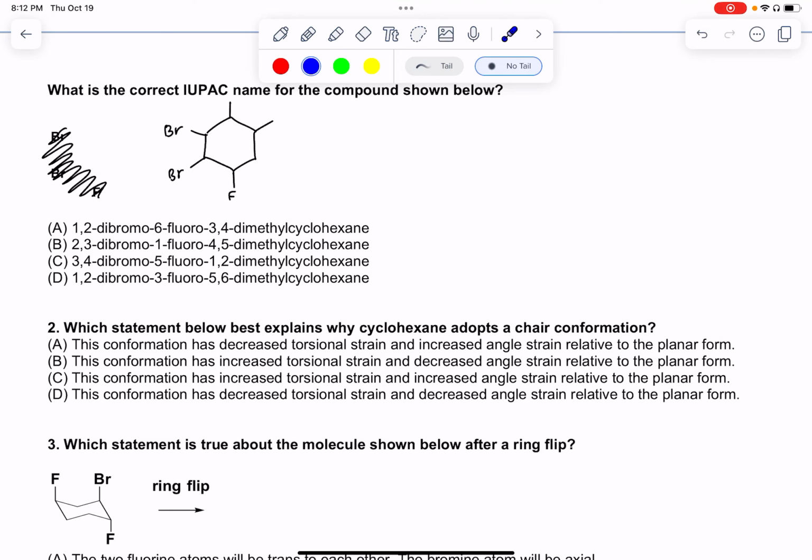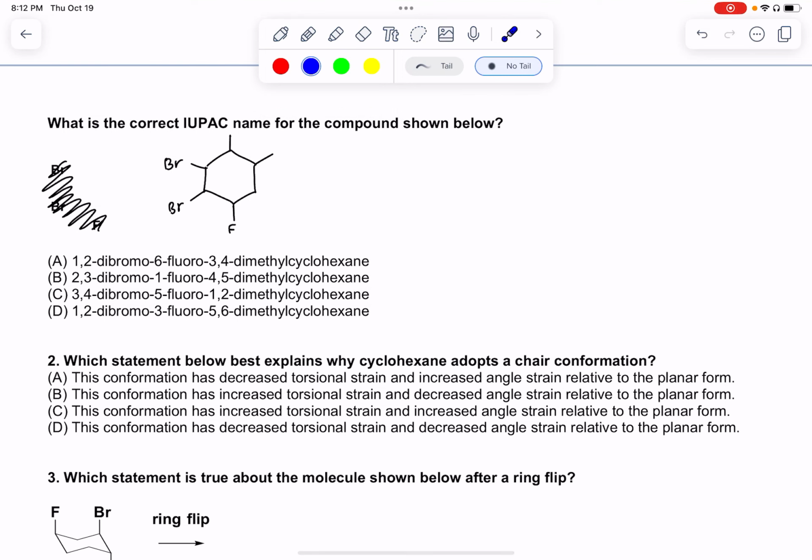All right, let's start with number one. It says, what is the correct IUPAC name for the compound shown below? And we're looking at this compound here. What I usually do is look for a group of substituents. But in this case, we have 1, 2, 3, 4, 5, all right next to each other.